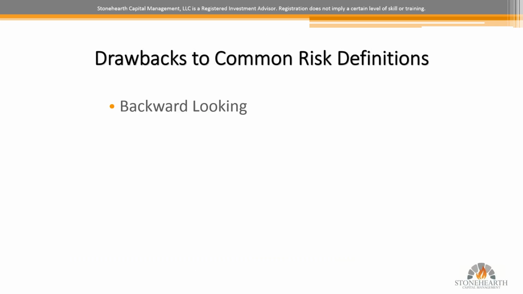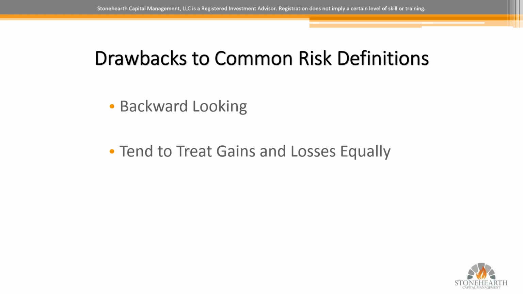So some of the drawbacks: backward looking. Most of this is focusing on what has happened in the past. My portfolio has done this in the past. This portfolio has done this. It doesn't really tell you what's going on in the future or what potentially could happen in the future. And if you think about it logically, that's what really matters. It doesn't really matter what your portfolio, what an advisor has done in the past. It really matters what's going to happen in the future. And that's what we really want to focus on here.